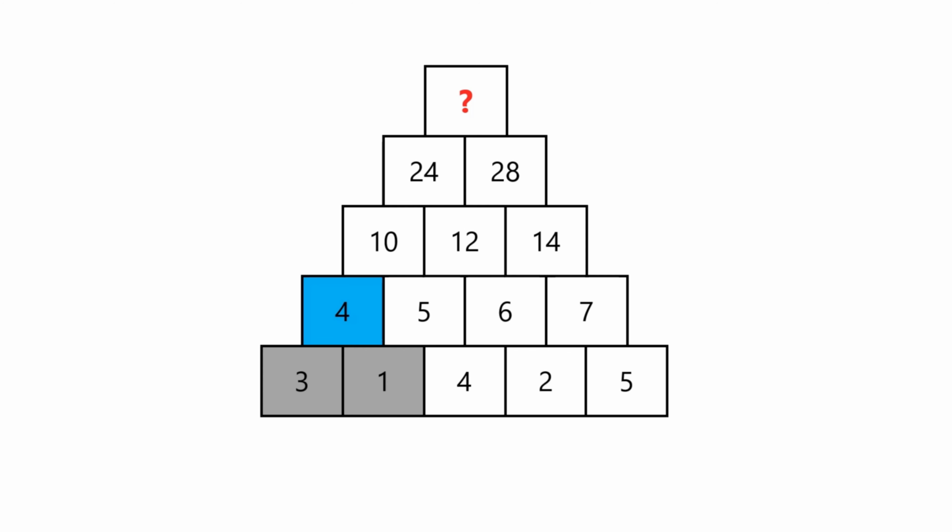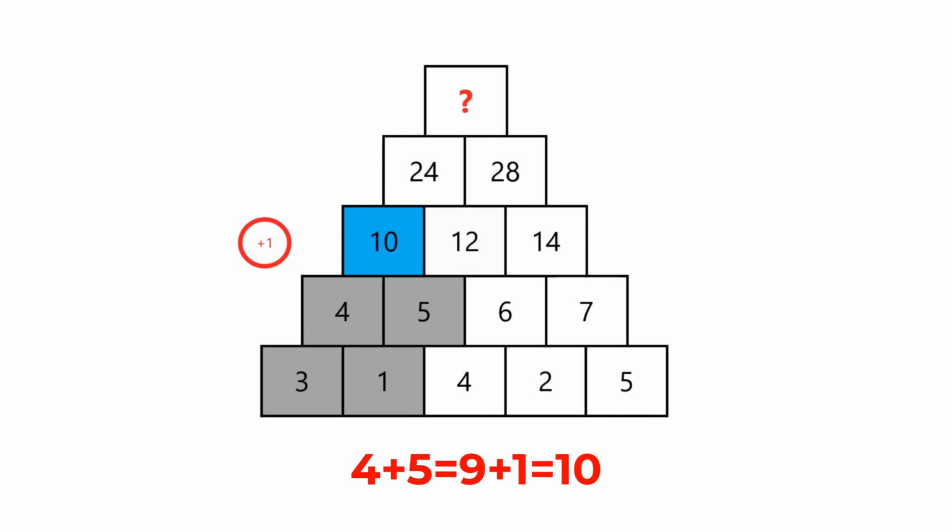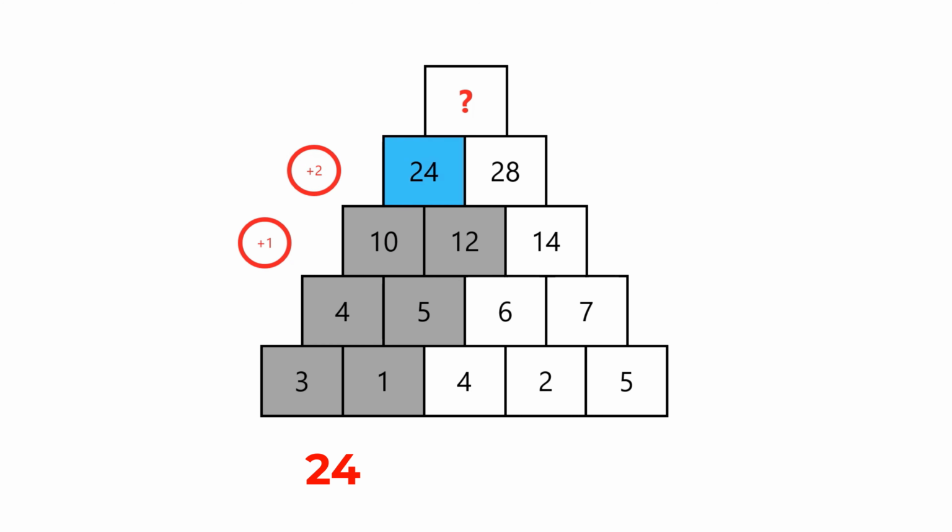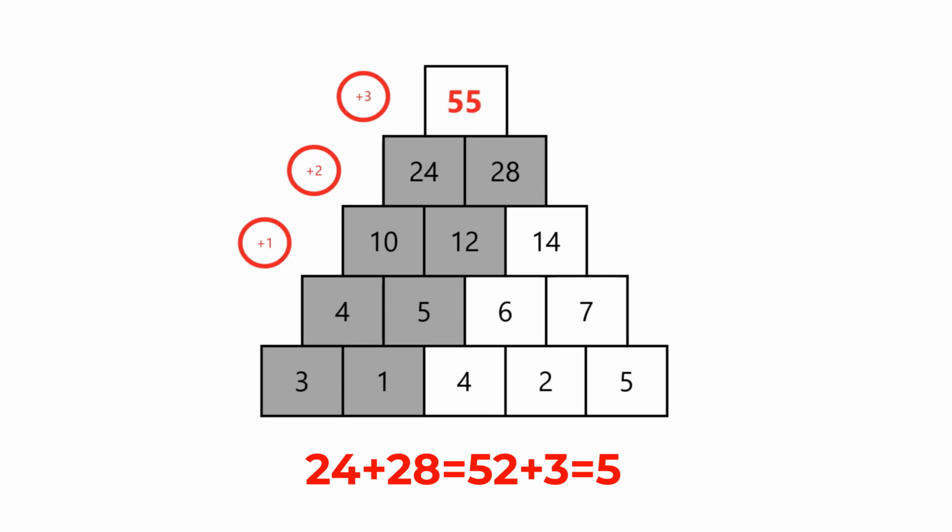But then it gets trickier. If we go from the second row to the third row, you see that the 4 and 5 do not necessarily add up to 10. 4 and 5 add up to 9, and then you need to increment it by 1. If you go to the next layer, you need to increment it by 2. And then in the final row, you need to increment it by 3. So the correct answer here is choice 55.